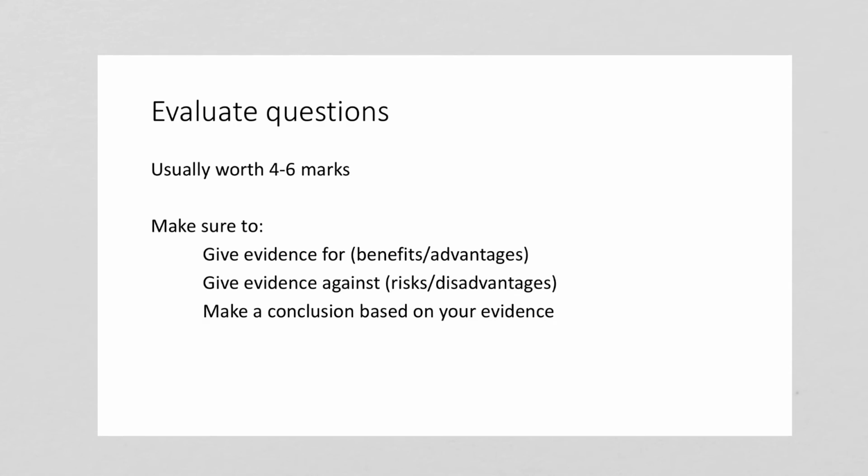Number 1, give evidence for. So what are the benefits of vaccines? What are the advantages of vaccines? Number 2, you want to give evidence against, the risks of vaccines or disadvantages of vaccines. And then last but not least, make a conclusion. You can make the conclusion really explicit in your answer, make it really obvious that what you're saying is your conclusion with 2 very simple words. You can start your sentence with, in conclusion, and then you decide if you're for or against vaccines.